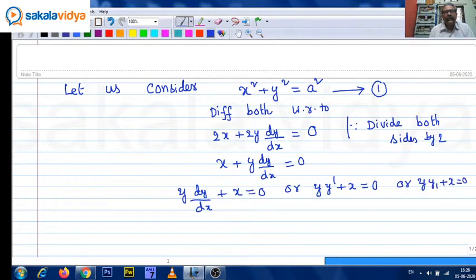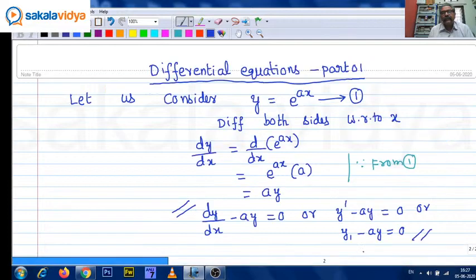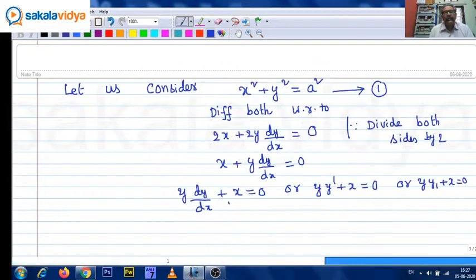So actually this equation consists of differential coefficients. Here x is called the independent variable, y is called the dependent variable. So an equation which consists of differential coefficients, independent variable and dependent variable, that equation is called a differential equation. So this is one of the examples for a differential equation, and this is also an example for a differential equation.